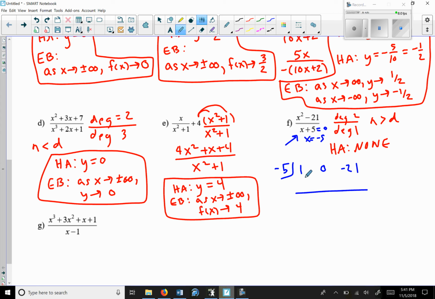And then for the synthetic division, you bring down the first term, and then you multiply. 1 times -5 is -5, and then remember that you're adding these terms together here. So 0 minus 5 would be -5, and -5 times -5 is 25. And then if we add -21 plus 25, we get 4. Remember that last number is always the remainder.